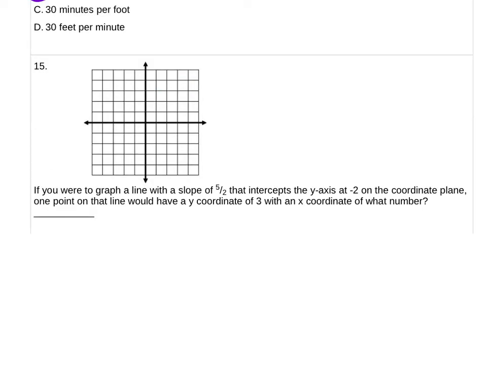Number 15, if you were to graph a line with the slope of 5 halves that intercepts the y-axis at -2 on the coordinate plane, one point on that line would have a y-coordinate of 3 with an x-coordinate of what number? So this is a different kind of problem, but I would just start by graphing the line that it describes. It tells you it crosses or intercepts the y-axis at -2. So there's -2 on the y-axis. It has a slope of 5 halves. That means it's going to rise 5, run 2. So I'm going to go up 5, right 2.